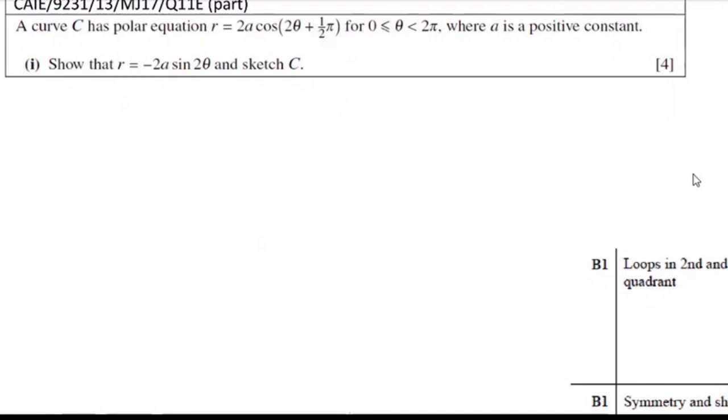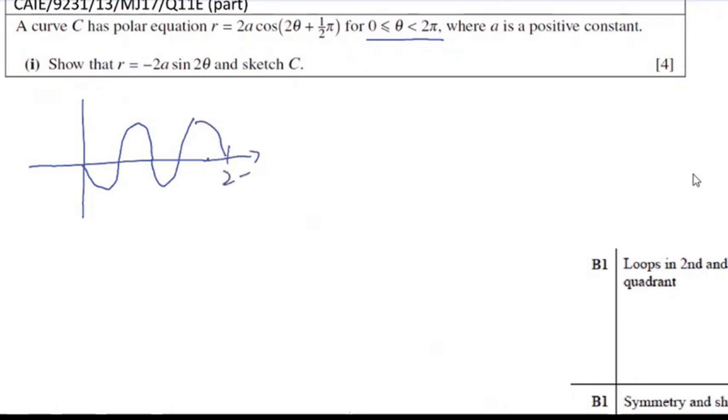So here's the thing. When we look at the theta, it is from 0 to 2 pi. So from 0 to 2 pi, let's look at what is the behavior for the sine 2 theta with a negative 2a. So this is the behavior for the graph. Sorry, I have to extend a little bit here. So we have to do it like this.